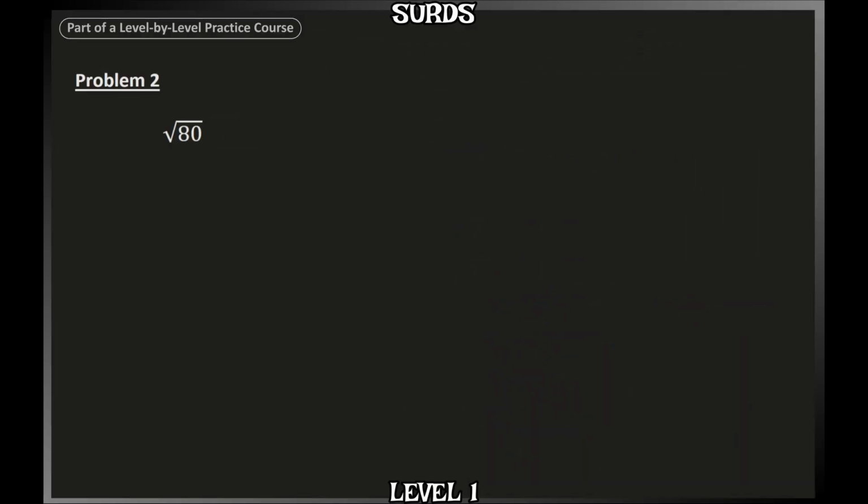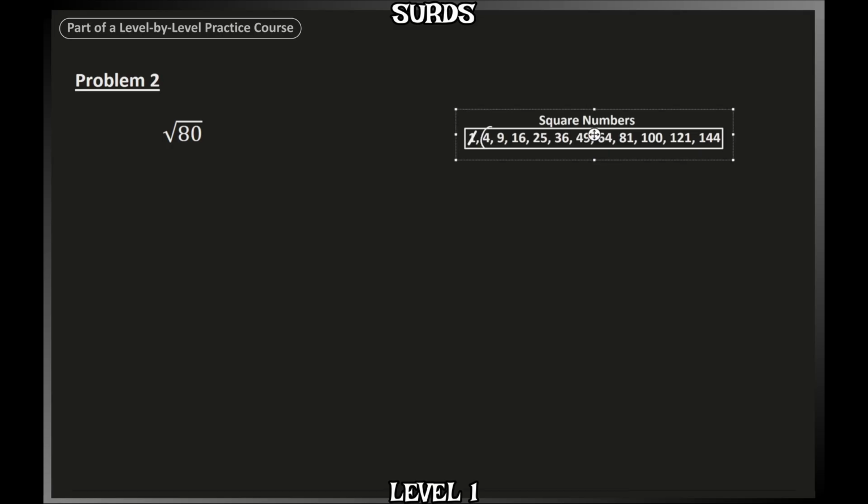In problem 2, we're simplifying the square root of 80. To do this, we need to find two numbers that multiply to make 80, where one of them is a square number. If we look at our list of square numbers greater than 1, we can see that 80 can be divided by 4. Now 80 can also be divided by 16. Like with the last example, we want to take the largest number possible, and we can write that 80 is equal to 16 multiplied by 5.